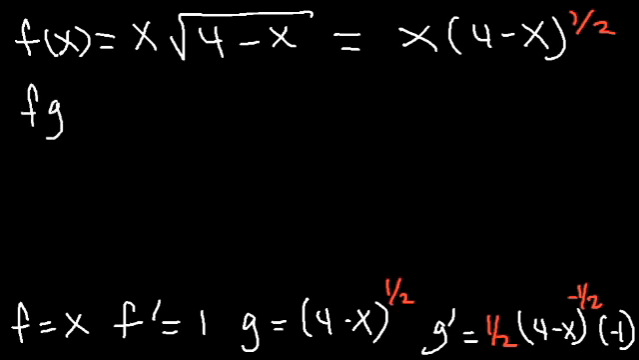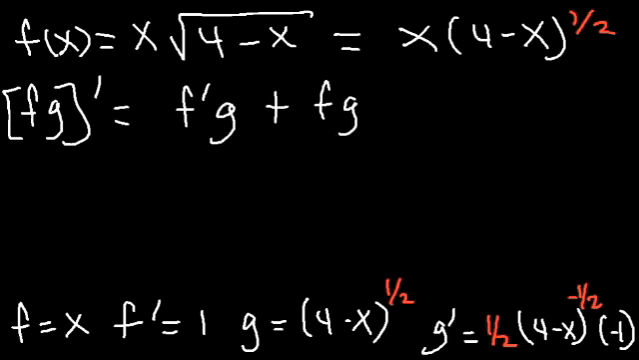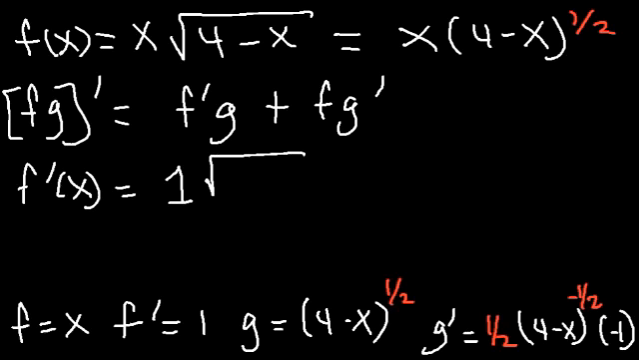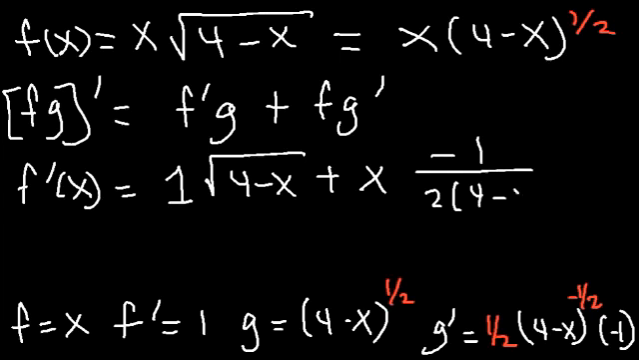Now, according to the product rule, the derivative of f times g is f prime g plus f g prime. So f prime of x is going to be f prime, which is 1, times g, which is the square root of 4 minus x, plus f, which is x, times g prime, which is this stuff. But I'm going to rewrite it. I'm going to bring this to the bottom so that the negative exponent is positive. So this is the same as negative 1 divided by 2 times 4 minus x raised to the 1/2. But it's positive 1/2 since I moved it from the numerator to the denominator.